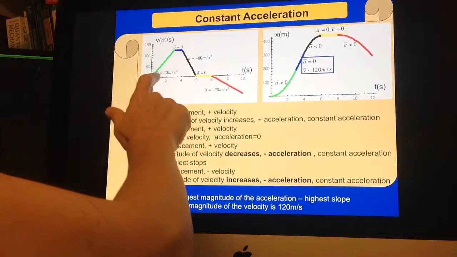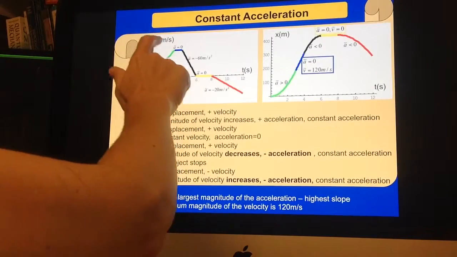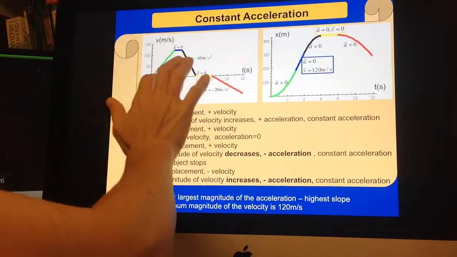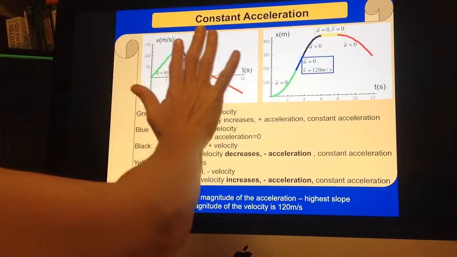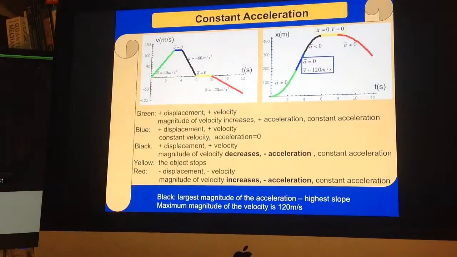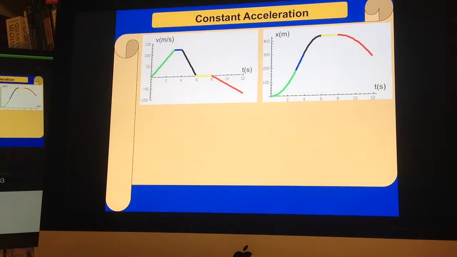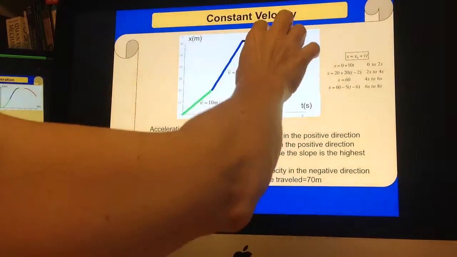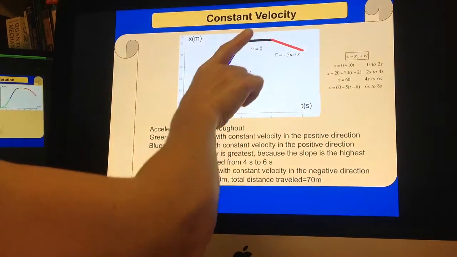The sign of the velocity is given by this number here. Okay, if we are above zero, the sign of the velocity is plus. Everywhere here the velocity is plus. In the case of a graph for position, then we have to look at the slope.